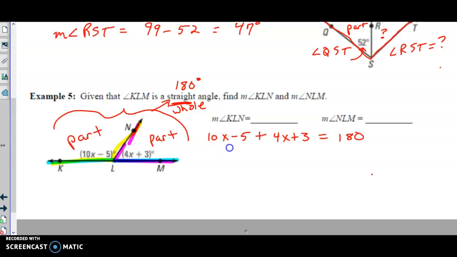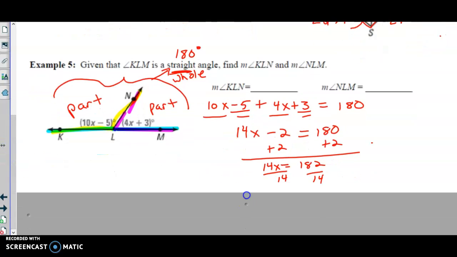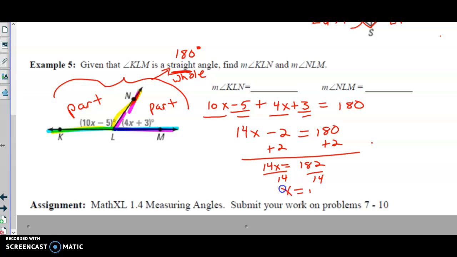Now remember, this is where you've got to be careful with your algebra. Those are on the same side of the equal sign, so we have to combine like terms. 14x, combine your constant terms together. Negative 5 plus 3 is negative 2, equals 180. Add 2 to both sides. You get 14x equals 182. Divide both sides by 14. X is equal to 13.